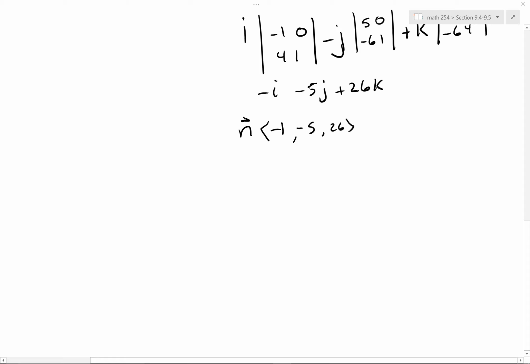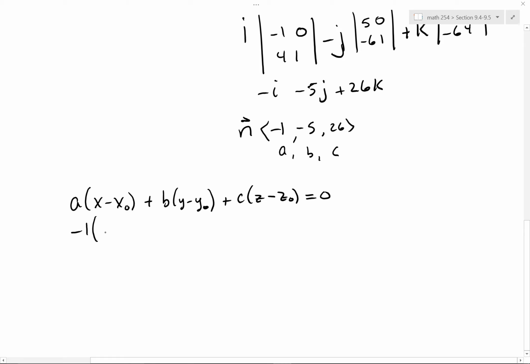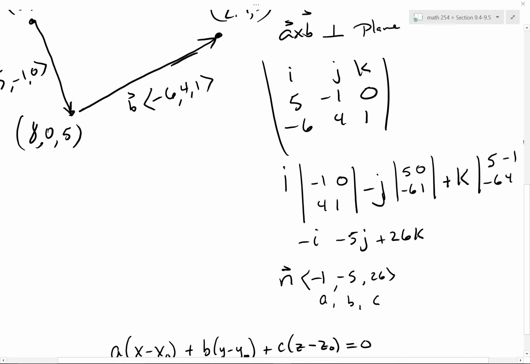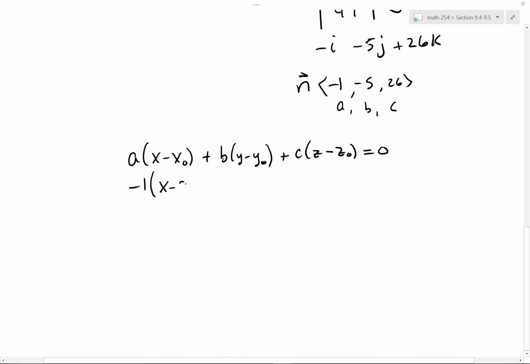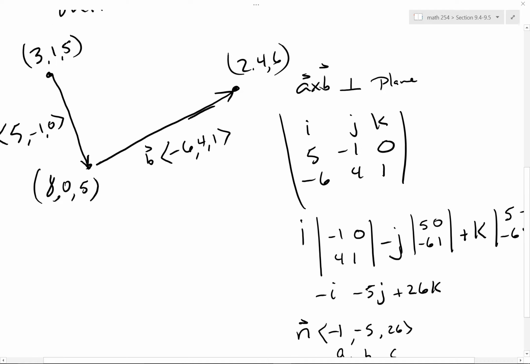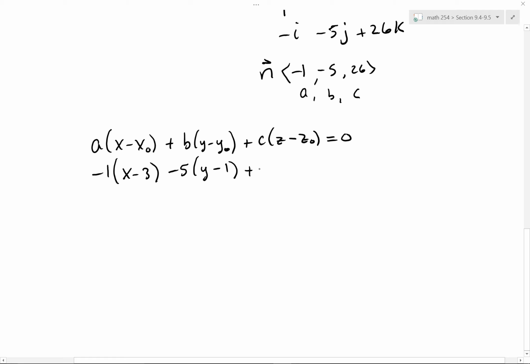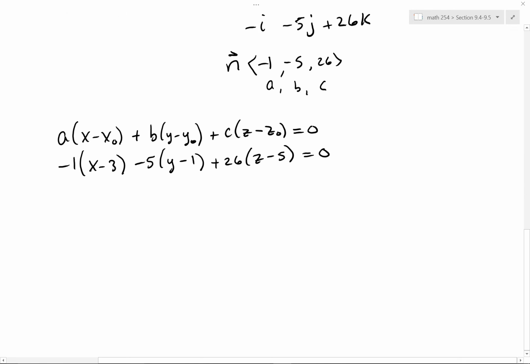Okay? Nice, huh? And in that normal vector, this is A, this is B, and this is C. So it turns out one way to write the equation of a plane is simply this. Ta-da! So it would be negative 1 times x minus, and what was one of my points? Well, let's do this one, 3, 1, 5. So minus 3, and then it's going to be minus 5 over here because that's that. y minus 1, plus 26 times z minus 5, equals zero. Okay? That's the equation of that plane.